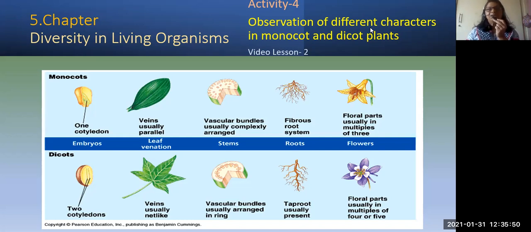Chapter 5, Diversity in Living Organisms, we have started. Video lesson 1 we have completed, isn't it? Introduction: what is diversity, and how to do the activities. What are monocots and dicots? Now we are going to see how it appears: monocot differences and dicot differences.